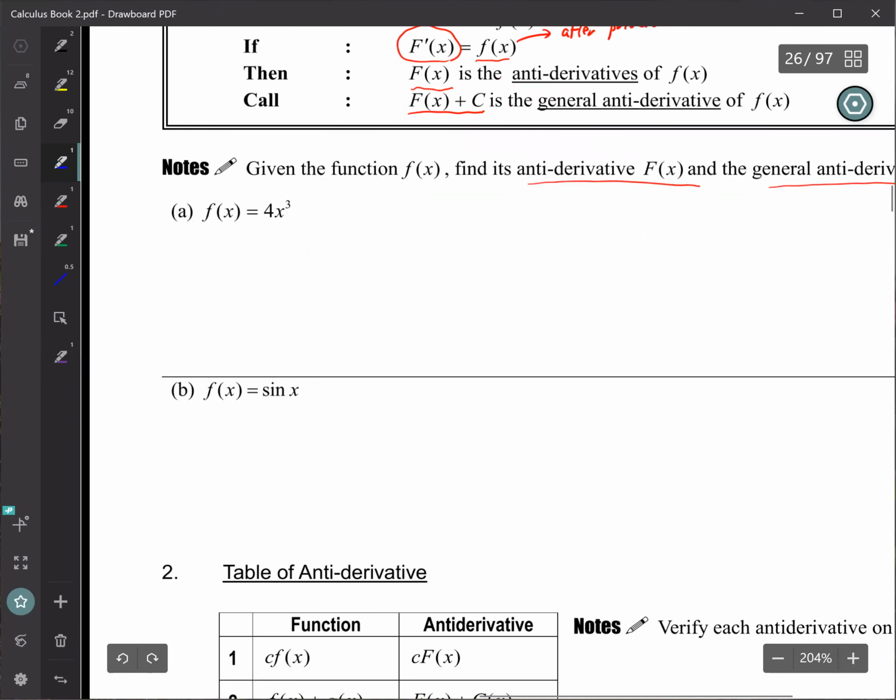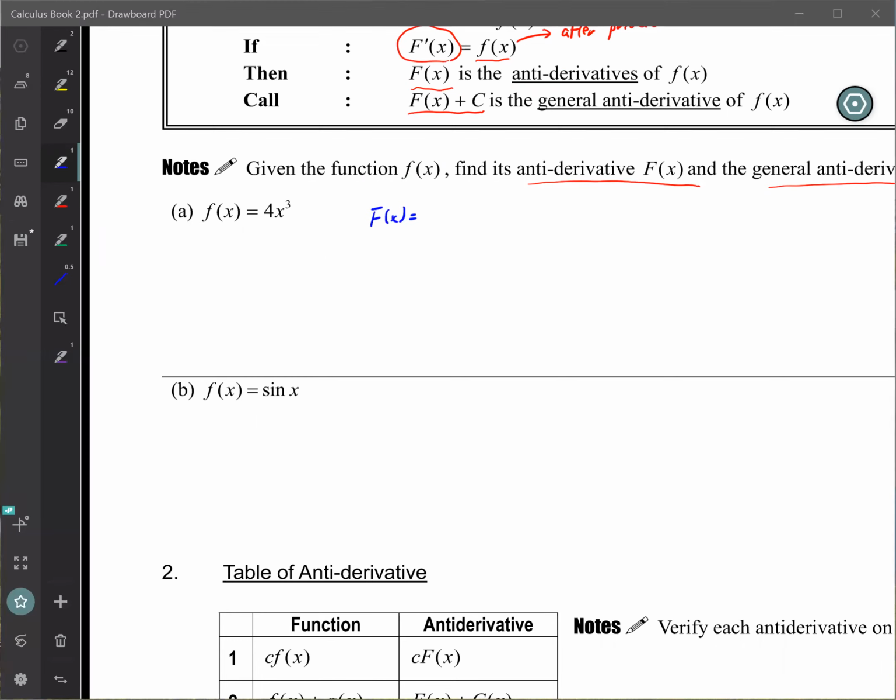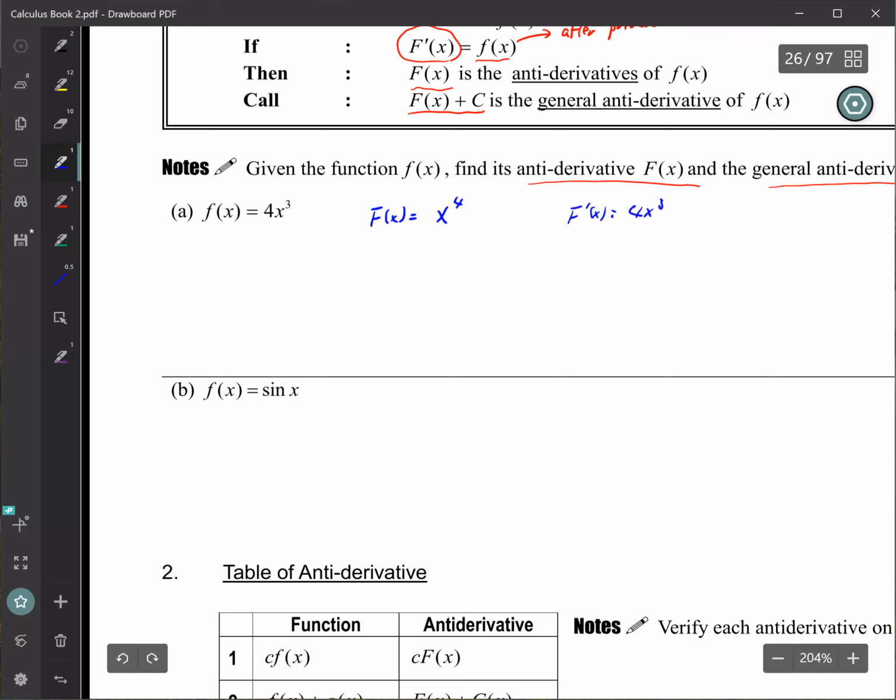So you want to unprime this one. Which function primed can give you 4x cubed? x to the 4. Yeah, x to the 4, using the power rule. You can easily check by taking the derivative. Prime that, it gives you 4x cubed. So that checks. This one is the antiderivative, but that's not the only one because I can add any constant. Let's say add a 5, because when you prime the 5, it still gives you the same thing. So there are an infinite number of antiderivatives.